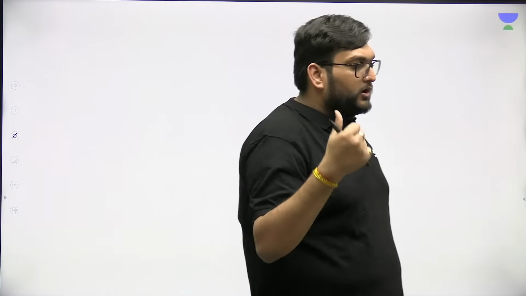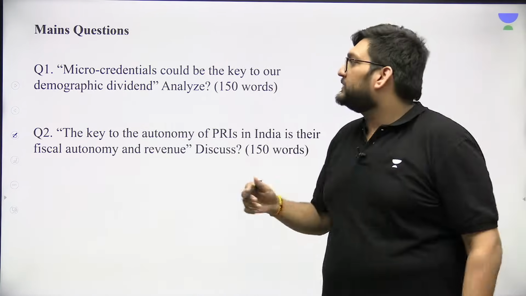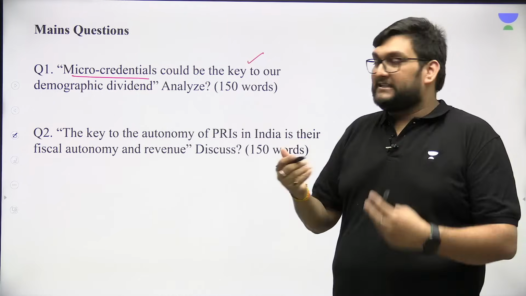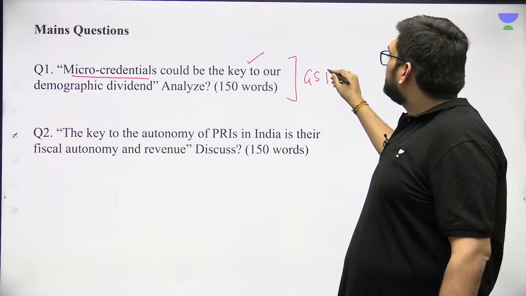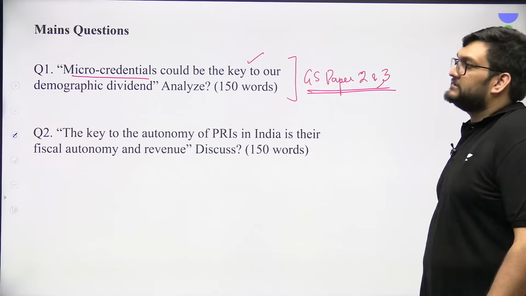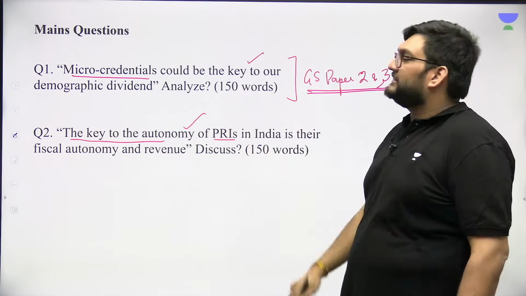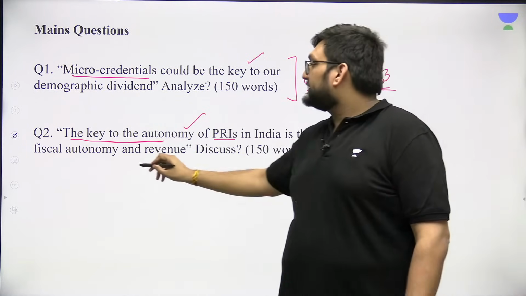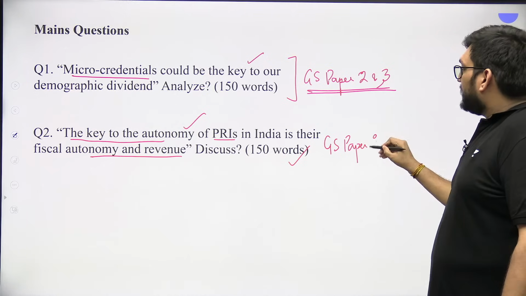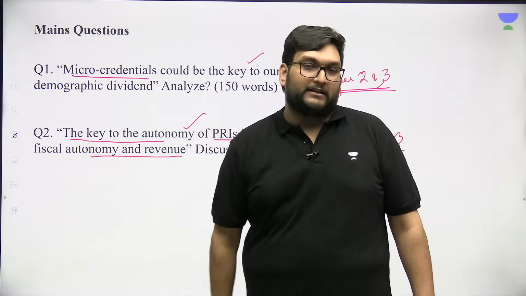What is more important for you is this, which is the mains questions. The first question deals with the first topic, which is micro-credentials could be the key to our demographic dividend. Analyze. It's a beautiful question which can go under GS paper 2 and 3 both. So please do try to practice this. Second, 150 words. Second, the key to the autonomy of Panchayati Raj institutions in India is their fiscal autonomy and revenue. Discuss. This is a GS paper 2 again because it's a governance issue, and 3 because it's an economic issue. So therefore it becomes relevant in that regard also.